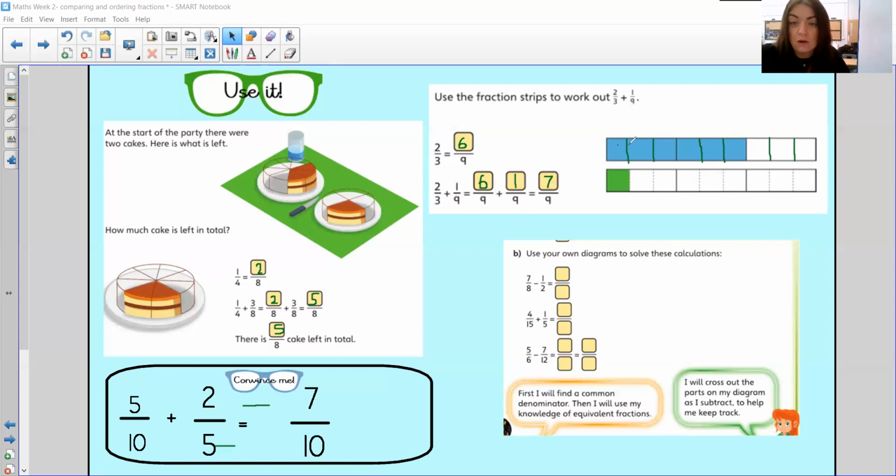So I've got 6 and I've got one more, which now means I have got 7 ninths. So I can prove that. 1, 2, 3, 4, 5, 6, 7. There we go. Wonderful. Now this one here, you have got to do your own working out here because there's no physical representations, there's nothing, so you can do your own diagrams to draw this.